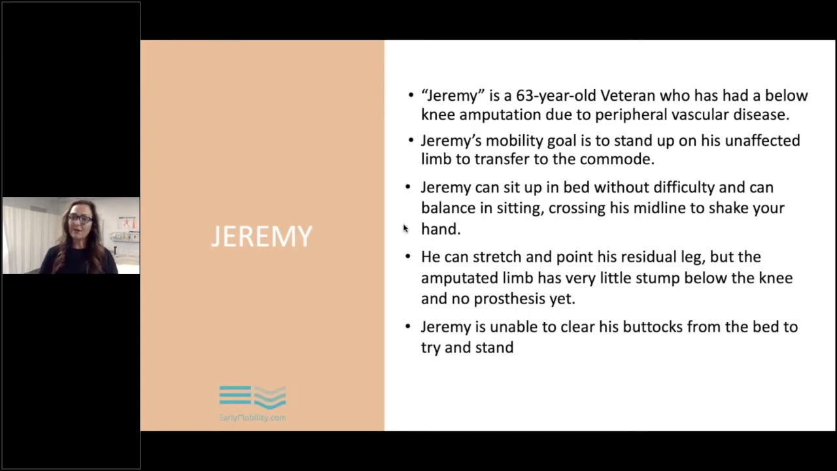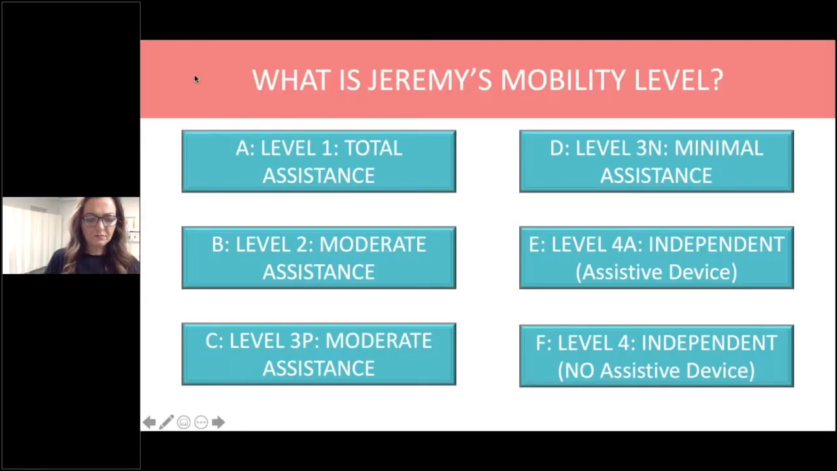Jeremy can sit up in bed without difficulty. He can balance in sitting. He can stretch and point his residual leg, but the amputated limb has very little stump below the knee. He is unable to clear his buttocks from the bed to try and stand. So Jeremy's mobility level is level 3P, moderate assistance.